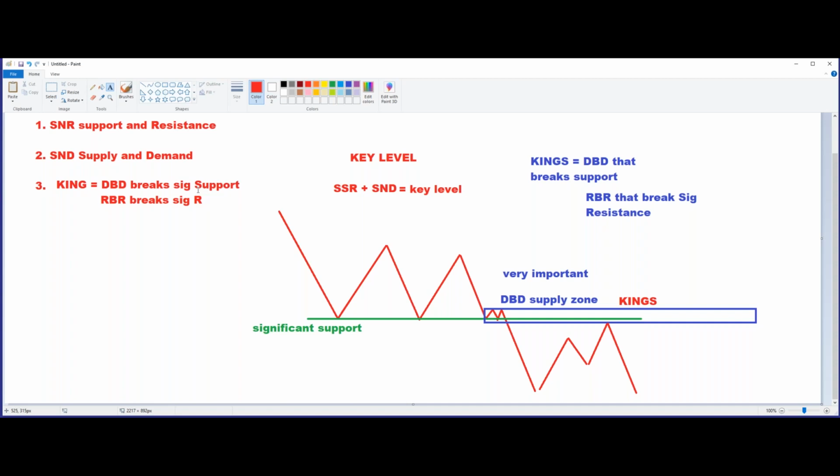Do you get it? SSR is significant support and resistance. Yes. SND is supply and demand. Yes.